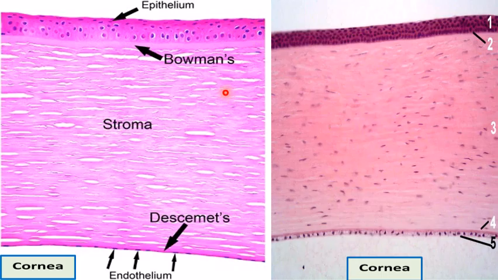Here are other photos for the cornea: epithelium, Bowman's membrane, substantia propria or stroma, Descemet membrane, and endothelium. The same: epithelium, Bowman's membrane, substantia propria, Descemet membrane, and endothelium.